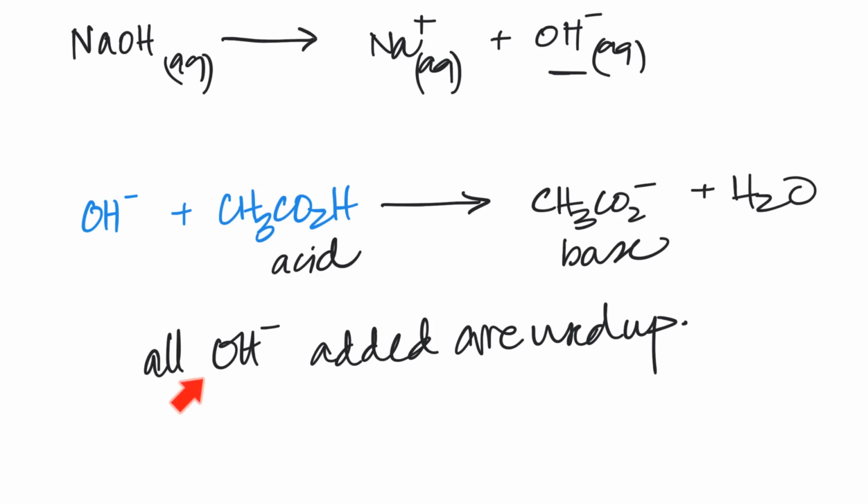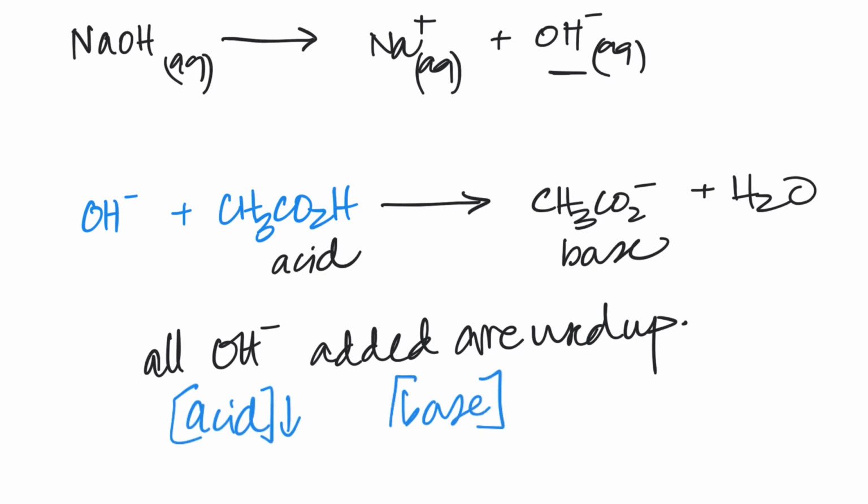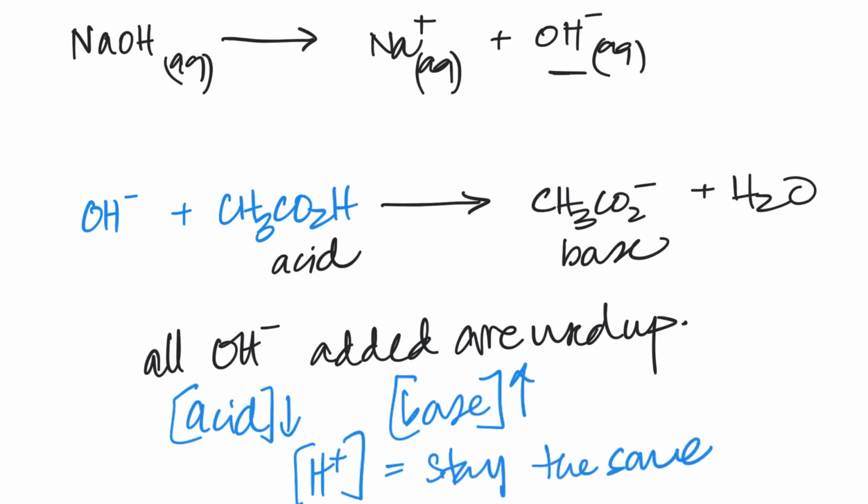All the OH- ions that are added from NaOH are used up, which really means, yes, the acid is going to decrease somewhat and the base is going to increase. But understand that this will have no effect on H+ ion concentration. That stays the same. It stays almost the same. And the reason for that is because that came from the ionization of the acid, which decreased, but it decreased only by a bit, so it doesn't affect that.